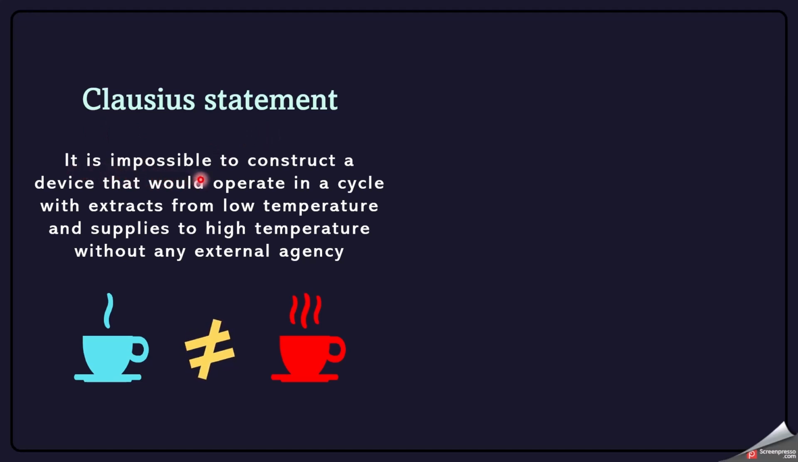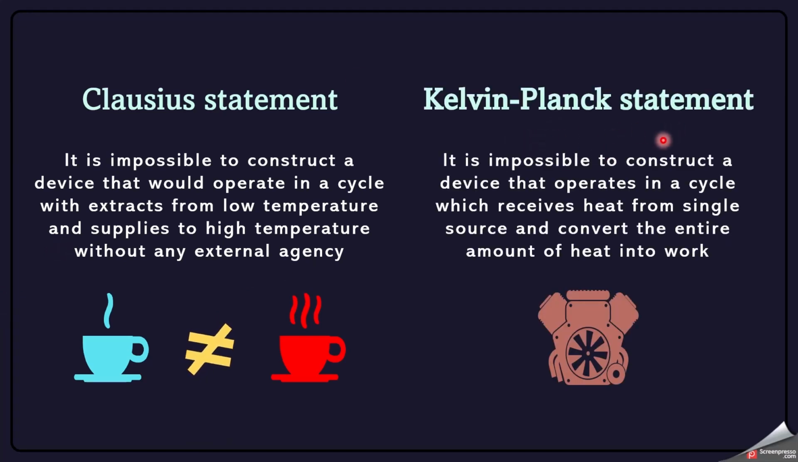He states that it is impossible to construct a device that would operate in a cycle and extract heat from a lower temperature and supply it to a higher temperature without any external agency. Next, the Kelvin-Planck statement states that it is impossible to construct a device that operates in a cycle which receives heat from a single source and converts the entire amount of heat into work. Practically, we cannot convert all the energy into work. There will be little or minor losses in it.